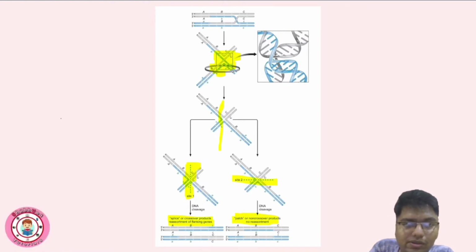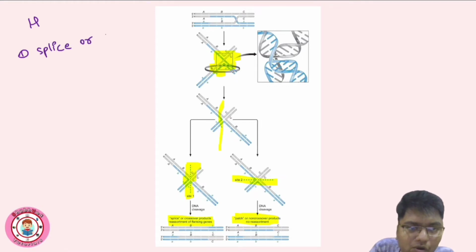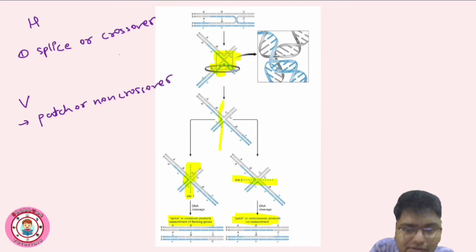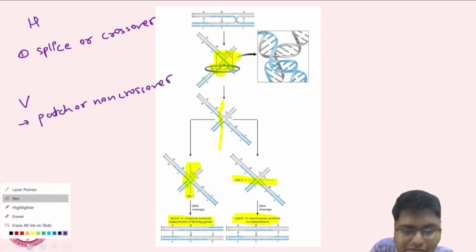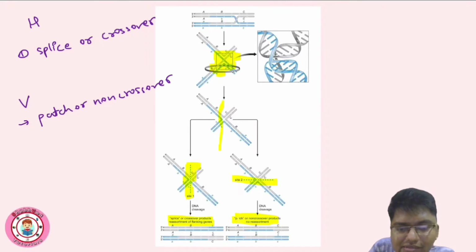So what we saw, two products are seen. After horizontal cleavage, we see splice or crossover products. And in vertical, we see patch or non-crossover. So how to remember this? We should remember by the word patch. Now, what happens in patch? Carefully note.